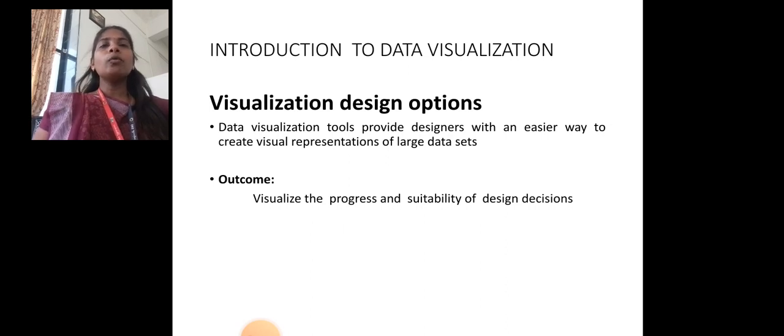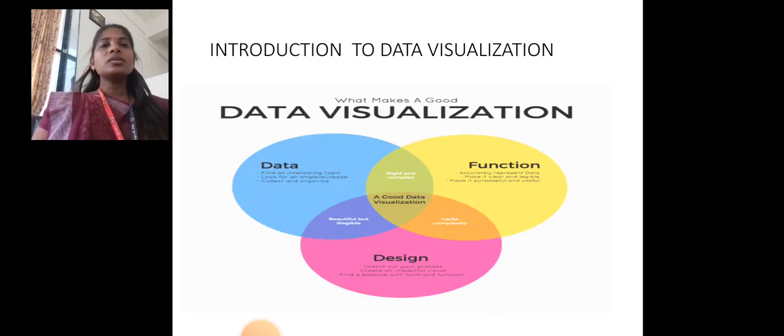Here the outcome is that we can effectively visualize the entire progress and sustainability of the design decisions. What kind of software we take, and what kind of charts will be displayed over the Cartesian plane. Likewise, we take these as design decisions. So this is the representation of data visualization.